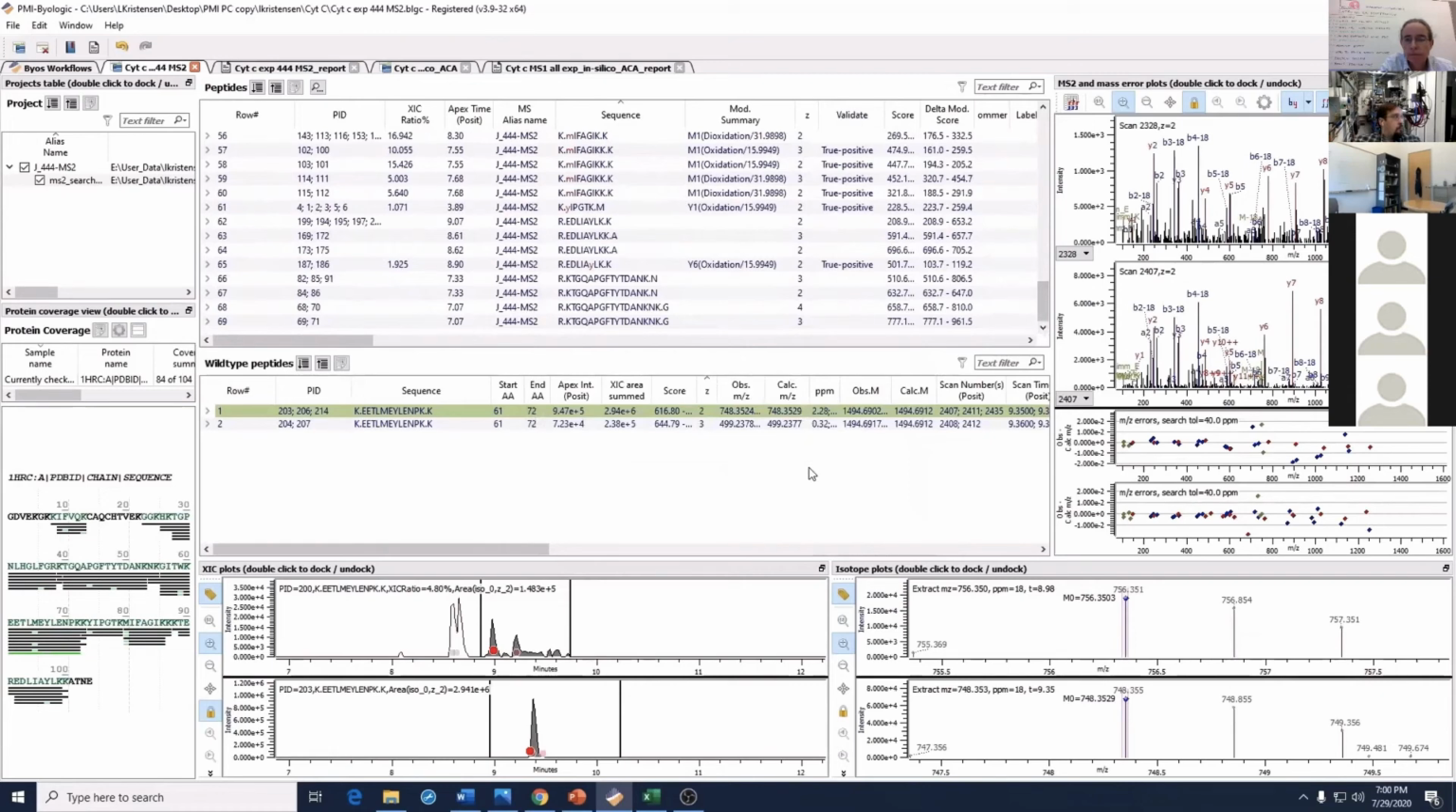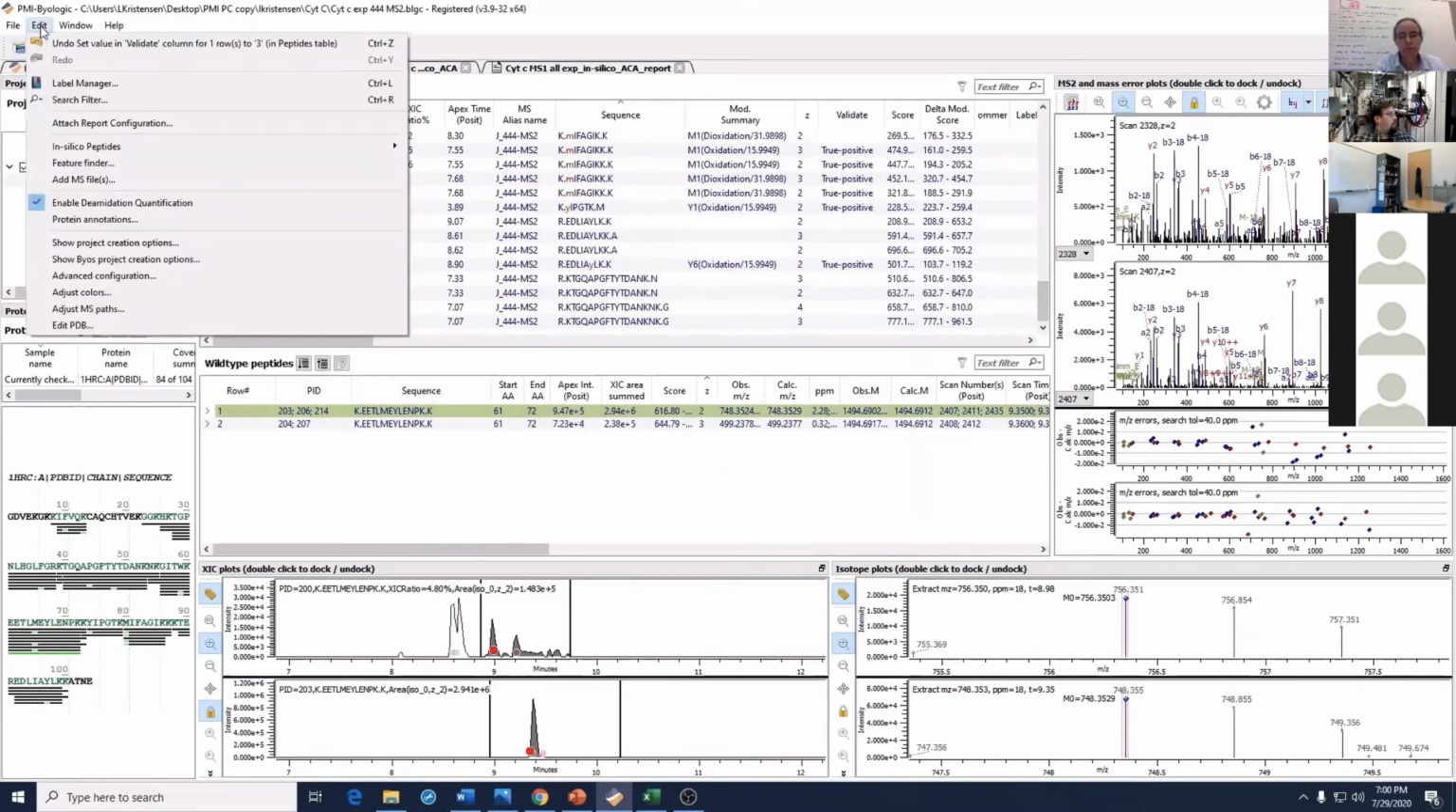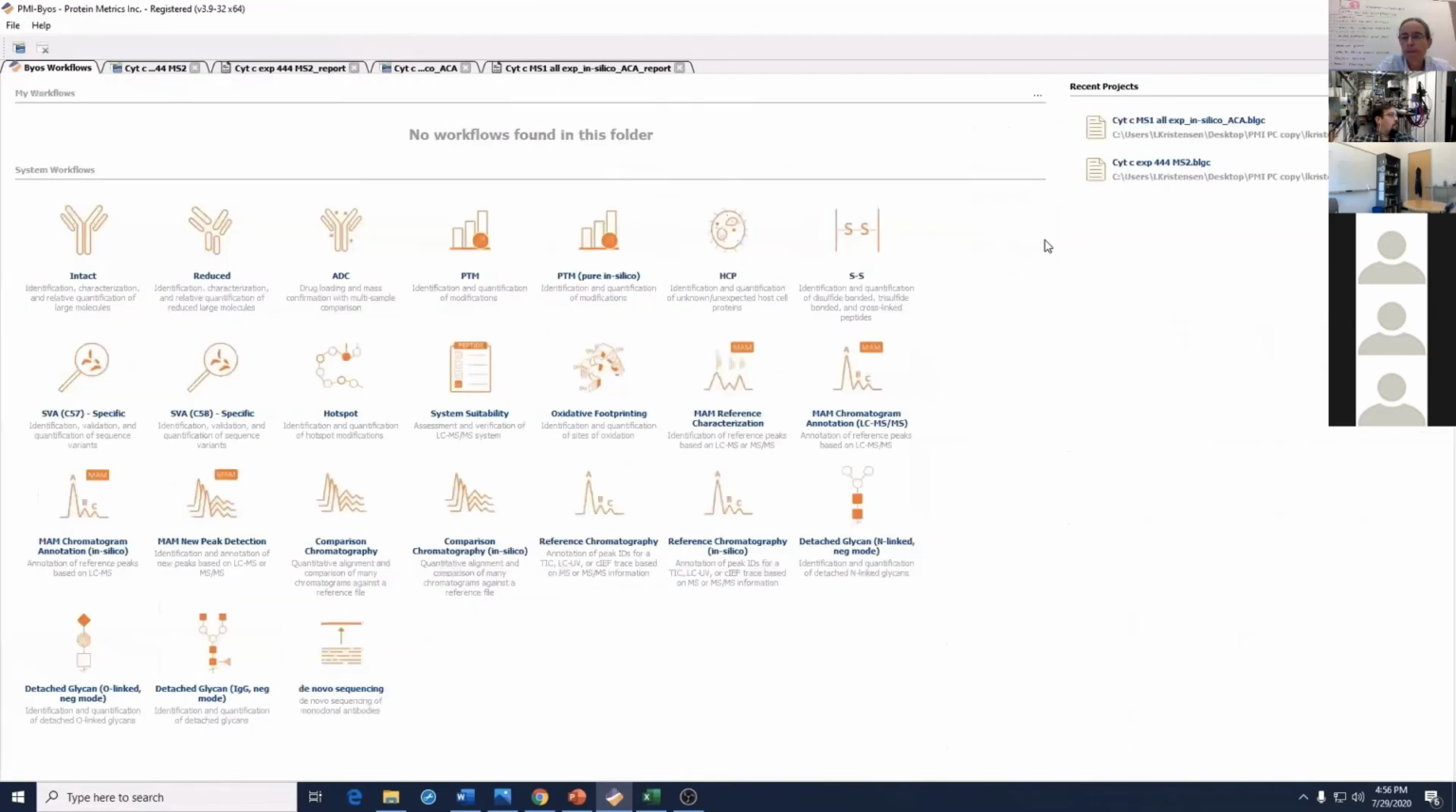So at this point, we can go ahead and generate the in silico peptide library, and we do that by going to the Edit menu and in silico peptides, and then we export in silico to CSV. Once the in silico CSV has been created, we can go ahead and launch the PTM Pure in silico workflow.